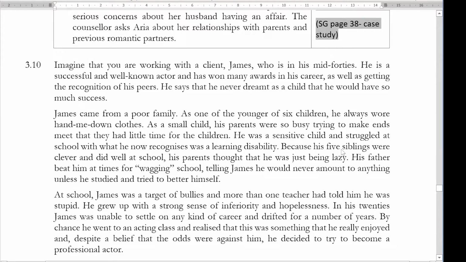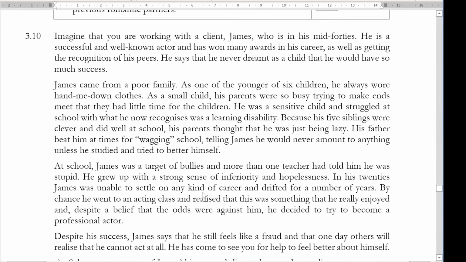He was a sensitive child and struggled at school with what he now recognizes was a learning disability. Because his 5 siblings were clever and did well at school, his parents thought that he was just being lazy. His father beat him at times for wagging school. Wagging school means when your parents think you have gone to school, but then you go and play somewhere with your friends or go to the river. Yeah, wagging school. I cannot find this word.